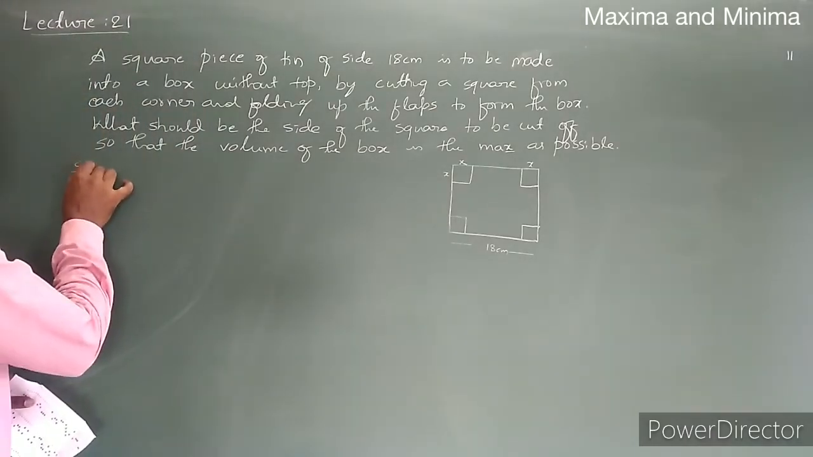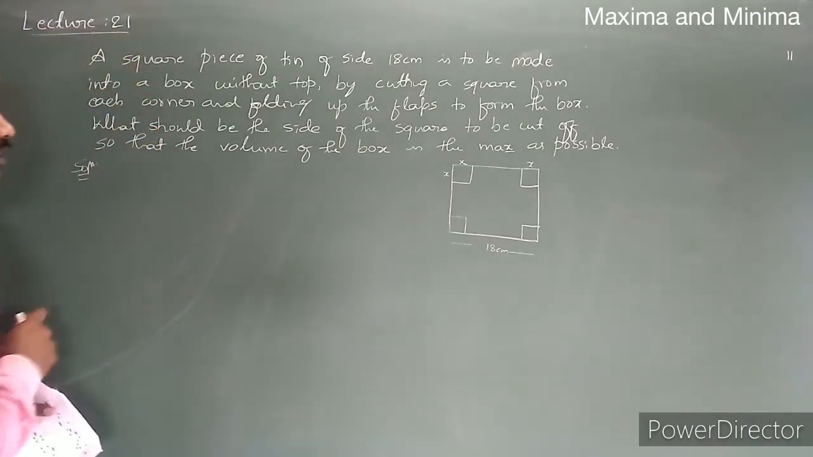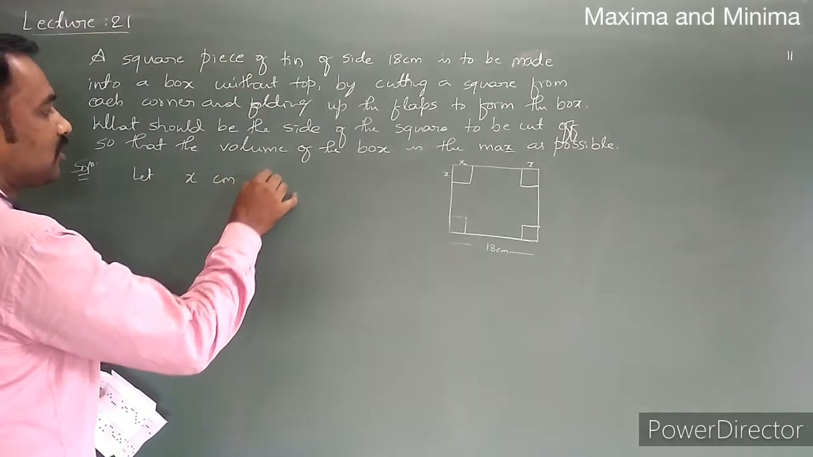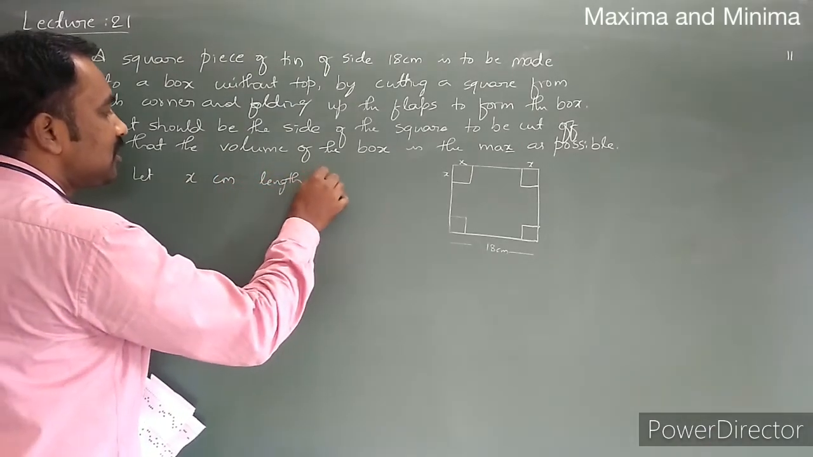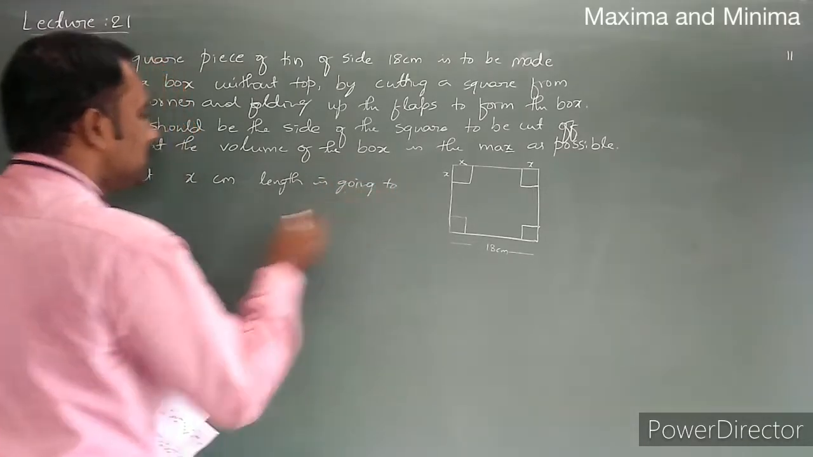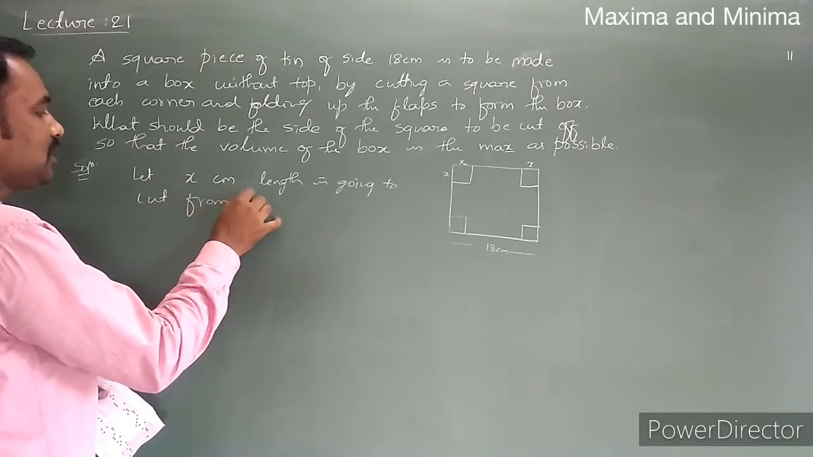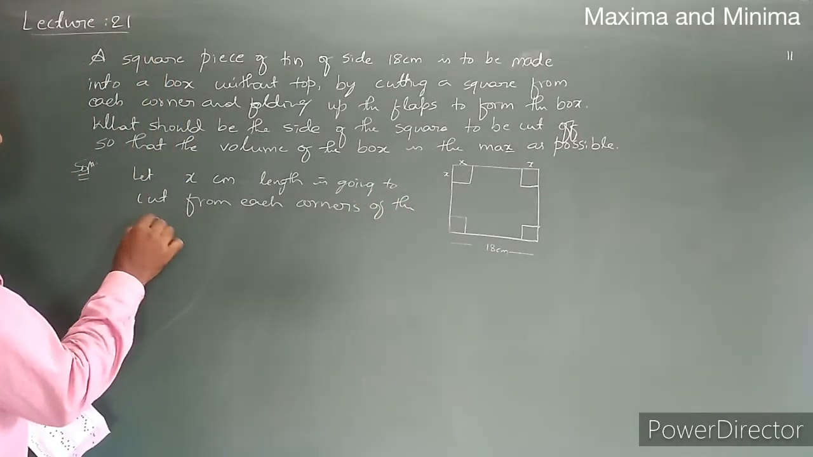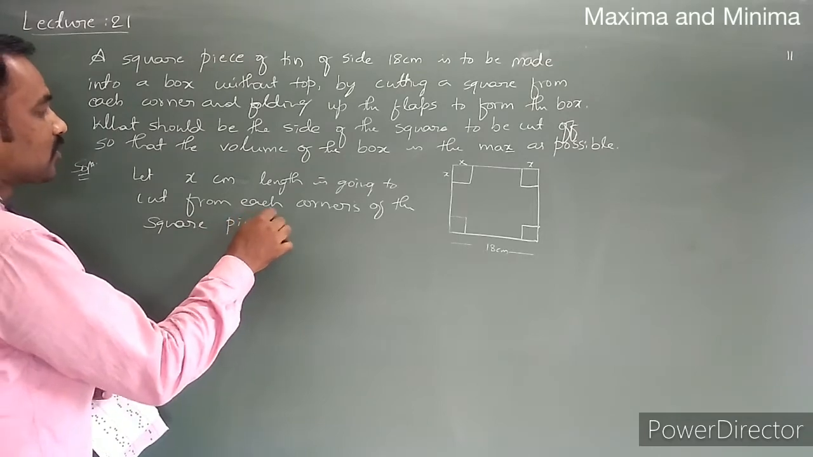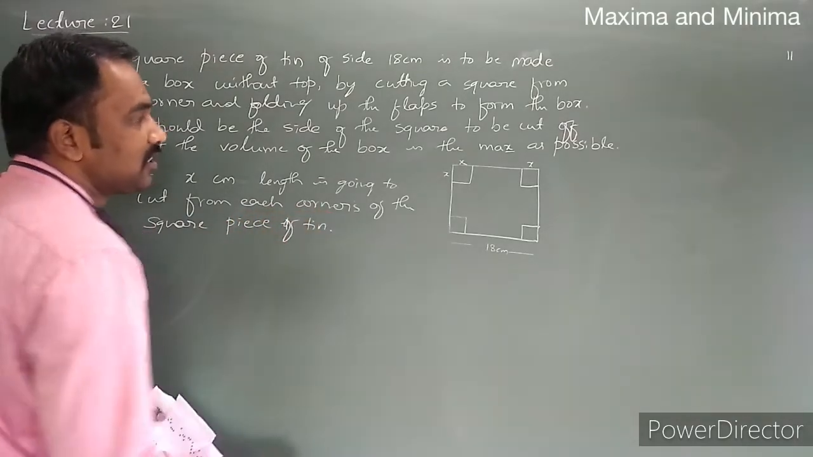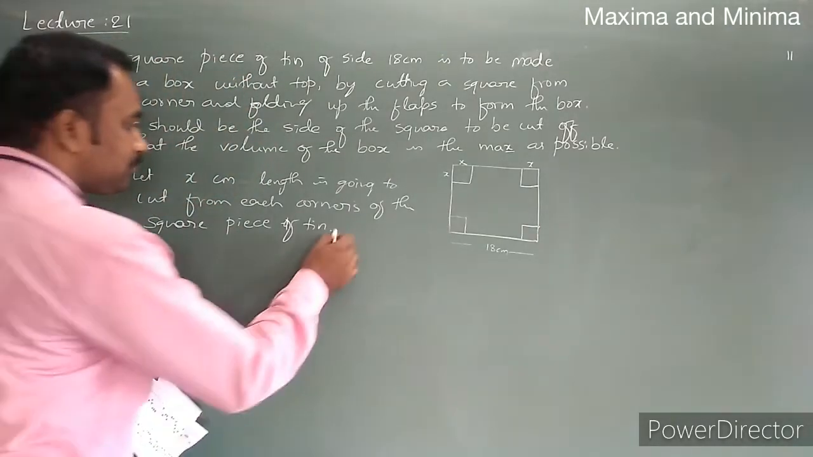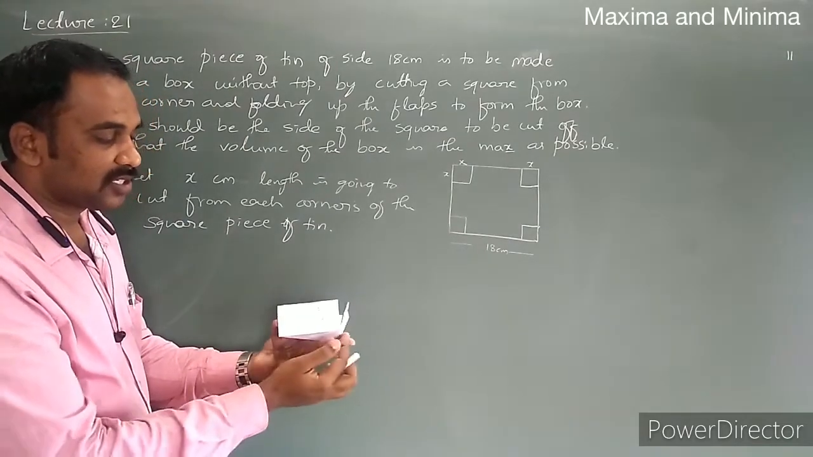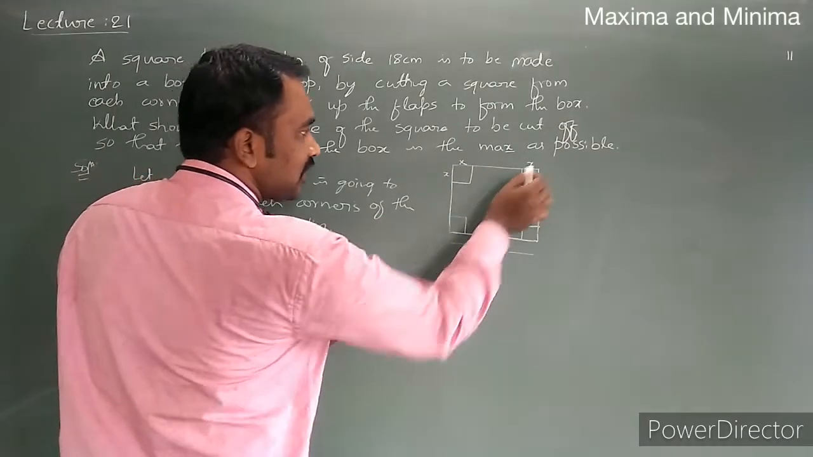Okay, now here I just begin the solution. What is the solution means? I just consider that x unit or x centimeter length is going to be cut from each corner of the square piece. This is the x unit I am just going to cut. Then what is the length? So this is the box. Then what is the side length of the box? What is the side length, guys? Here also x unit, here also x unit.